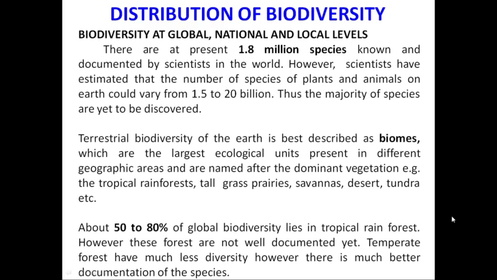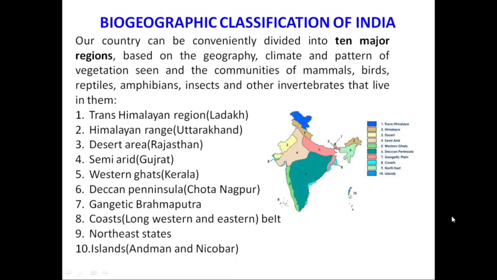Approximately 50 to 80% of the global biodiversity lies in the tropical rainforest. However, these forests are not yet well documented. The temperate forests have much less biodiversity. However, there is much better documentation of these species. In the previous lectures also, we have discussed tropical, temperate and boreal forest. So our entire biodiversity, especially the terrestrial biodiversity, is distributed in these forests: tropical, temperate, boreal, etc.